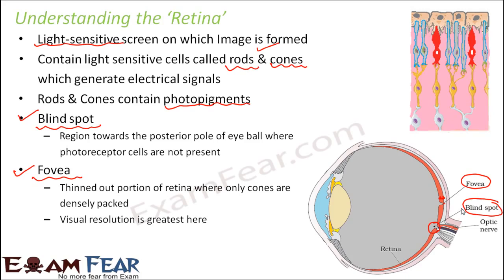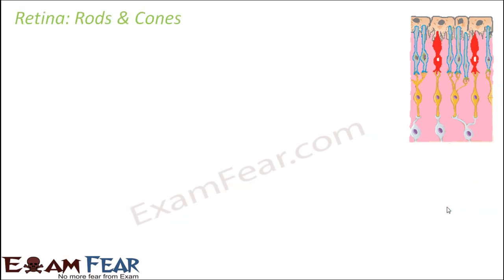If you talk about the fovea, the visual resolution is greatest here due to the high density of cones. Why is that? What is so special about cones? Let us try to understand the structure and function of rods and cones separately. This fovea is located lateral to the blind spot. That is very clear from the picture. There is the blind spot and laterally to it is the fovea. So let us understand rods and cones.